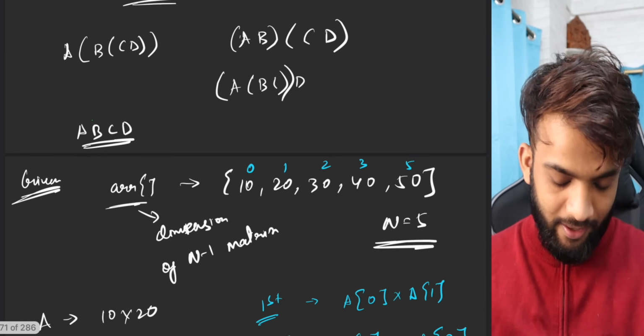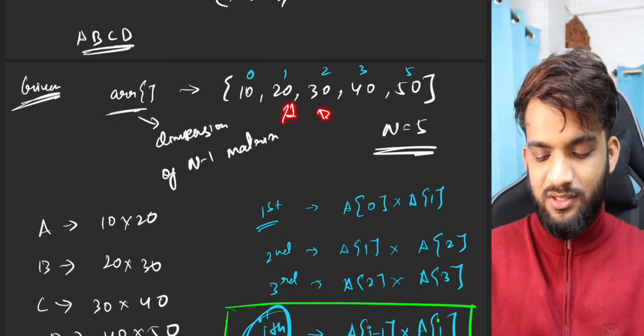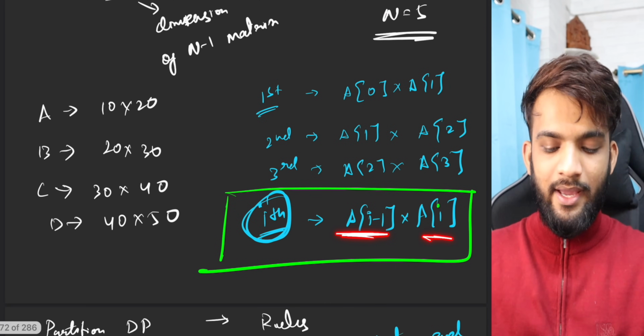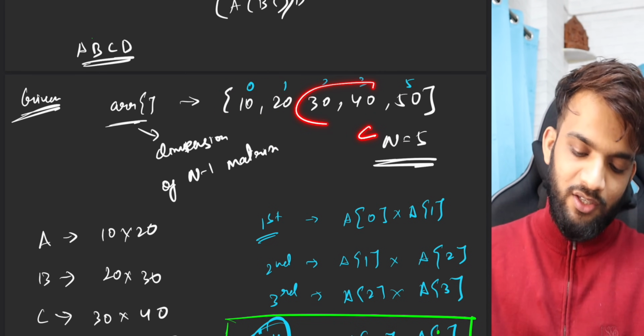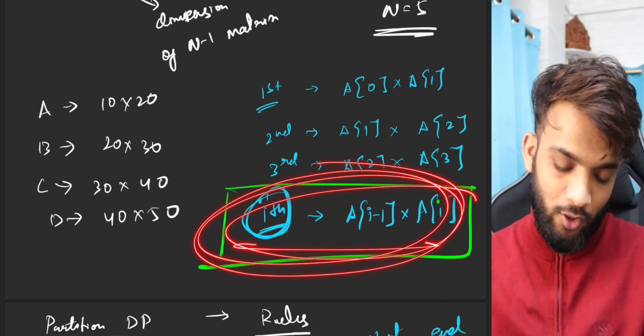So we were given an array where we said that this is A, this is B, this is C, D. And the size went on as A[i-1] into A[i]. Because if this is A, the size is 10, 20. If this is C, the size is 30, 40. Thereby, this is what the ith matrix size went on as.